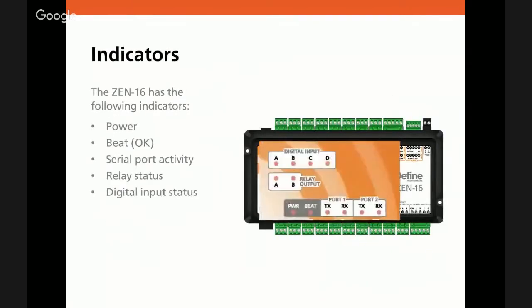The Zen-16 also has a couple of indicators on it to show you what's happening with serial port activity, relay status, and digital input status, and a beat light to tell you that the device is functioning correctly.